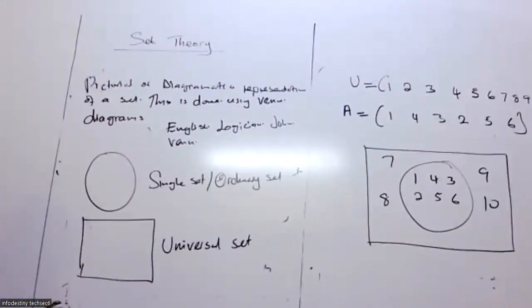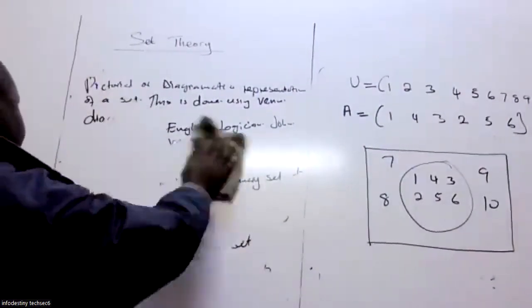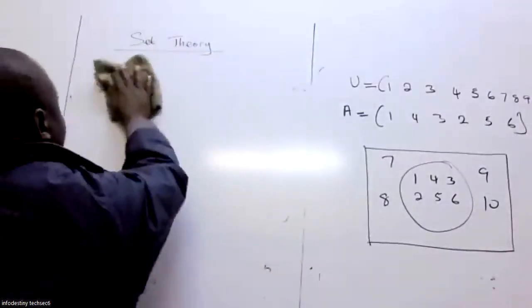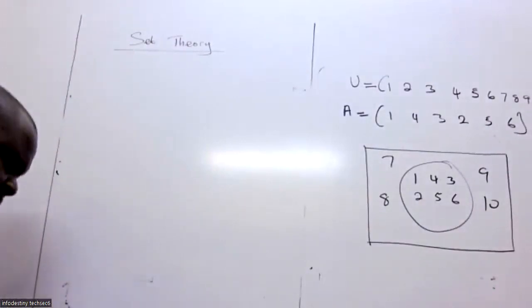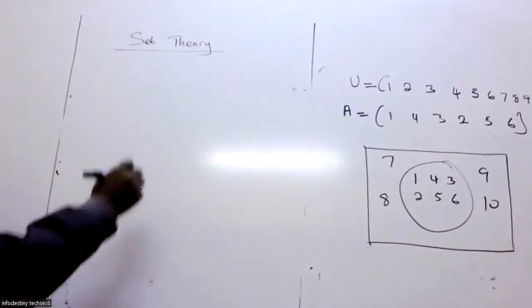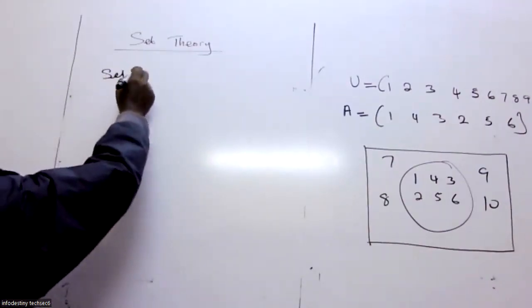So you continue. You write set algebra. Now I say that this consists of ways or operations. That is set algebra.